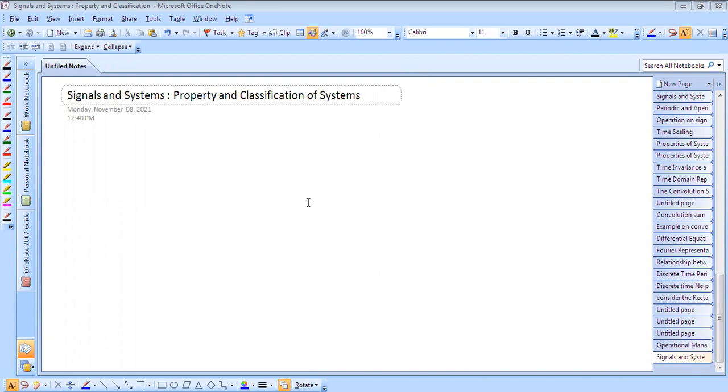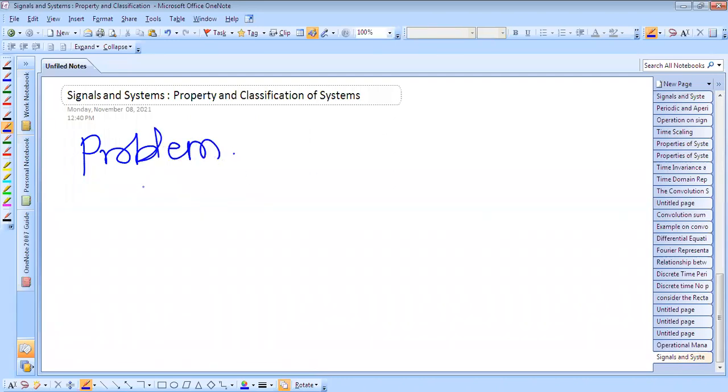Today we'll discuss the properties and classifications of systems. Consider one example.